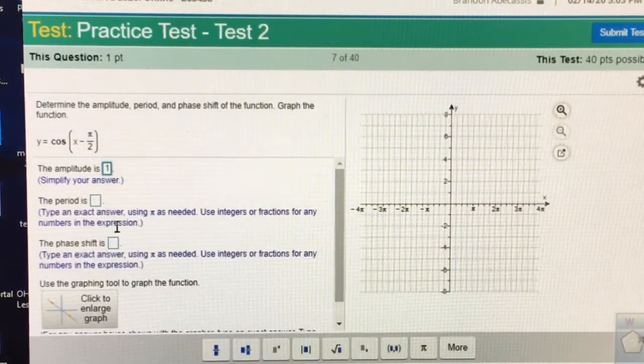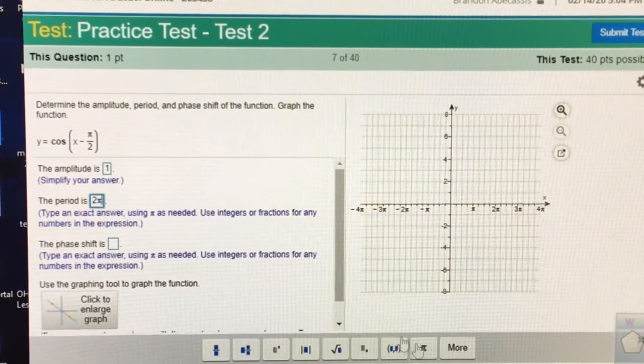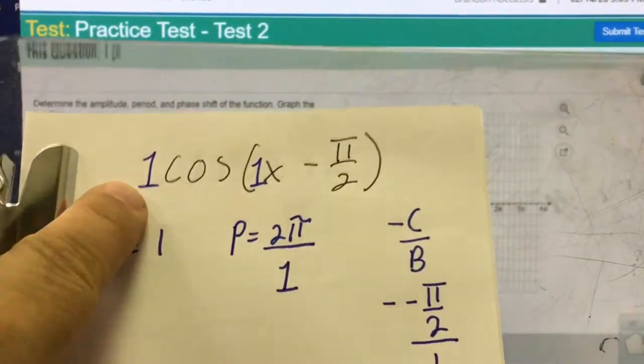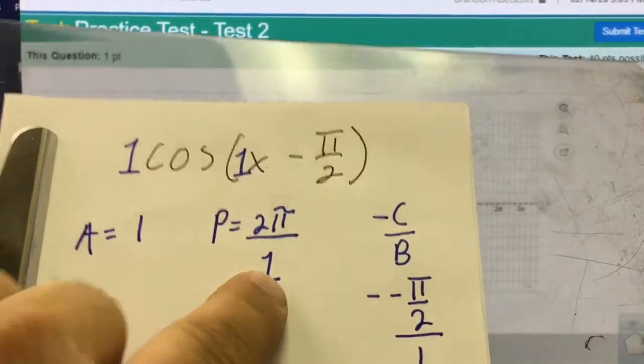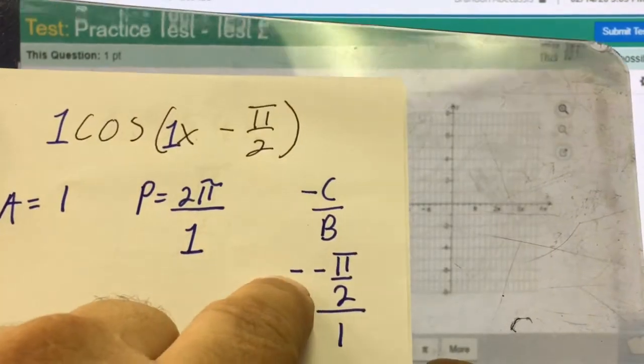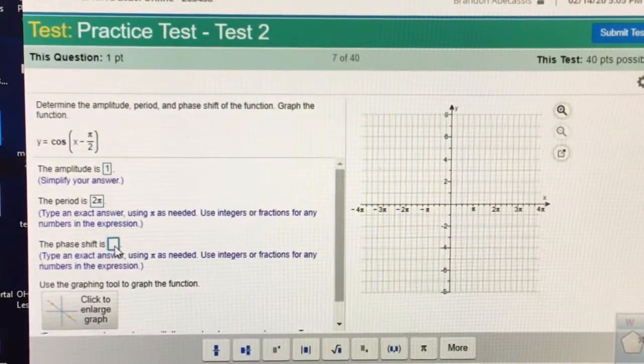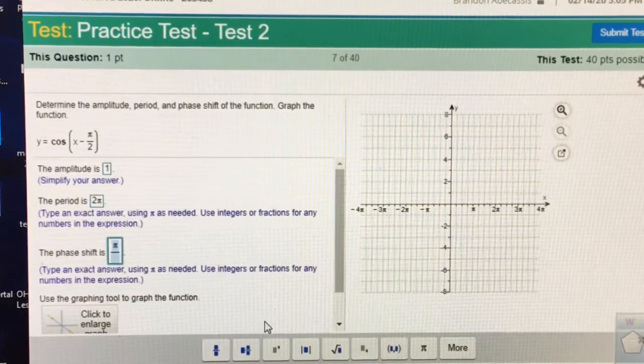Amplitude is 1. The period is going to be 2 pi over 1 or just 2 pi. And the phase shift is going to be a little tricky. In order to find the phase shift, I have to put negative pi over 2 over 1. So if you rewrite it, the amplitude is 1, there's a hidden 1 in front of the x, so 2 pi over 1 is just going to be 2 pi. And then the formula, negative c over b, so it's going to be negative negative pi over 2, which is just pi over 2 over 1, so that's just going to give me pi over 2 for the phase shift. And this one I can actually use the keys, pi over 2.